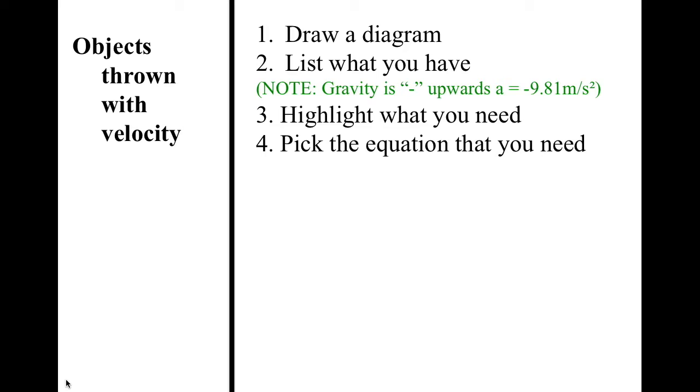Objects that are thrown with velocity is, for example, if a person has an object and throws it up vertically and watches it come back down. So, in these examples, you want to draw a diagram, list what you have, remembering that gravity is negative when the object is going up, and then positive on the way down. You want to highlight what you need, pick the equation, and then solve.